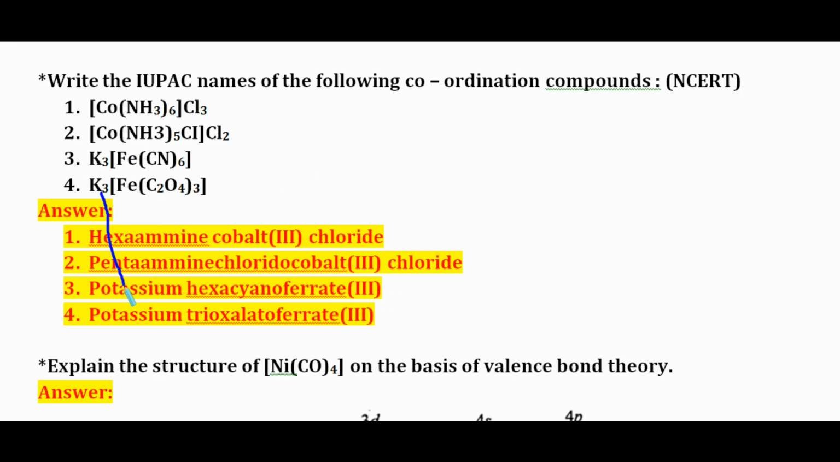नेक्स्ट देखिए यहाँ पर ये है K3, इट मीन्स इट इज़ पोटेशियम. फिर ये tri है, ट्राई. C2O4 is oxalato, so trioxalato, and again ferrate because C2O4 has 2 minus, then 3 ligands, it means 2 minus into 3 equal to -6, plus 3 is taken by potassium, so it remains -3. The complex ion charge is minus, so it is written as ferrate and its oxidation state is 3.